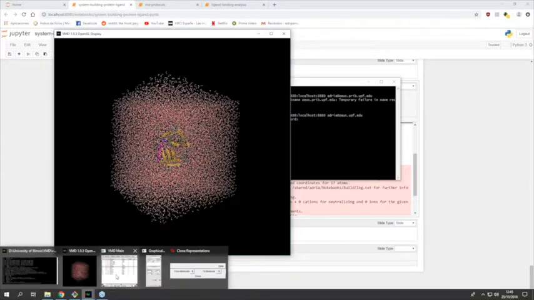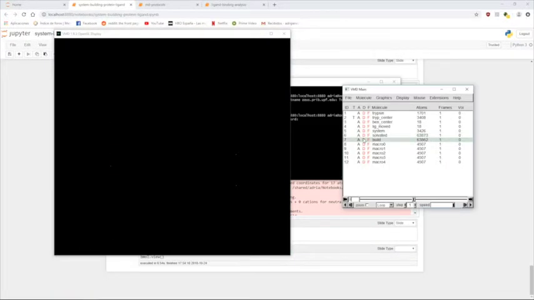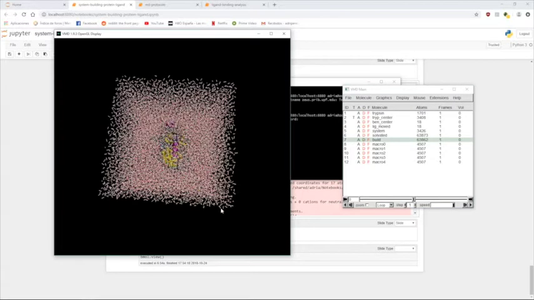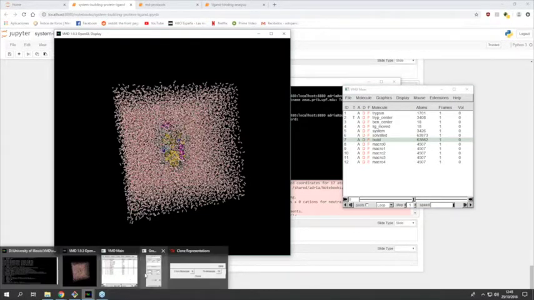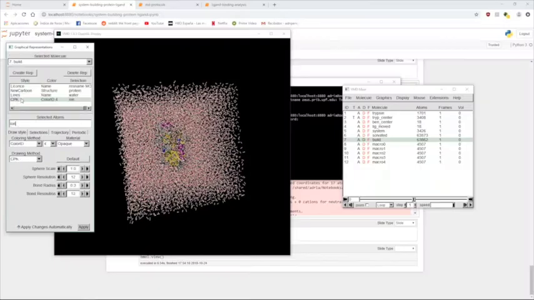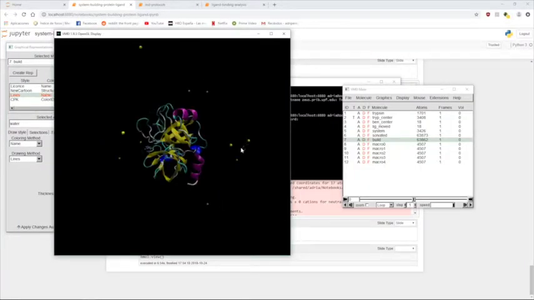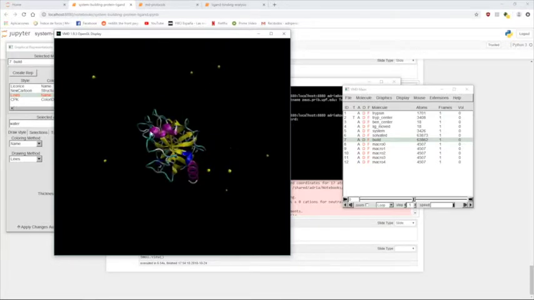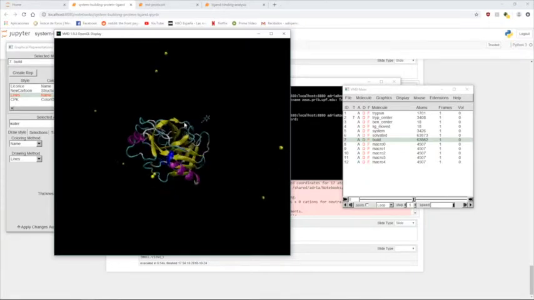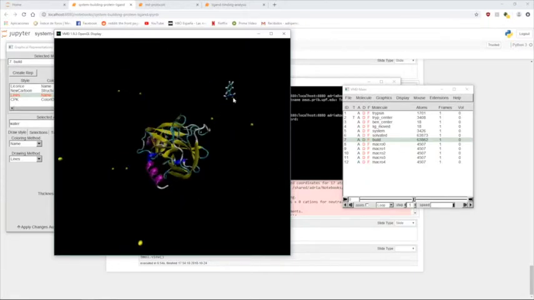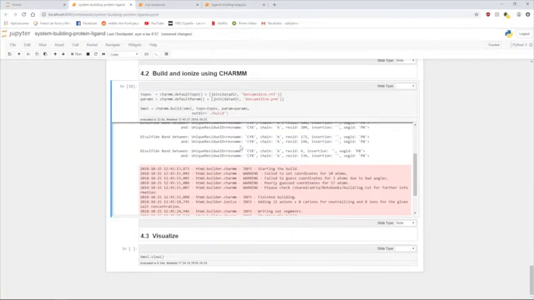So here's what our built system will look like. From here it looks quite the same. But if we take out the waters, we'll see these molecules here, which are the anions required, and here is benzamidine. And that's it. After that, we have our system ready to start our simulations.